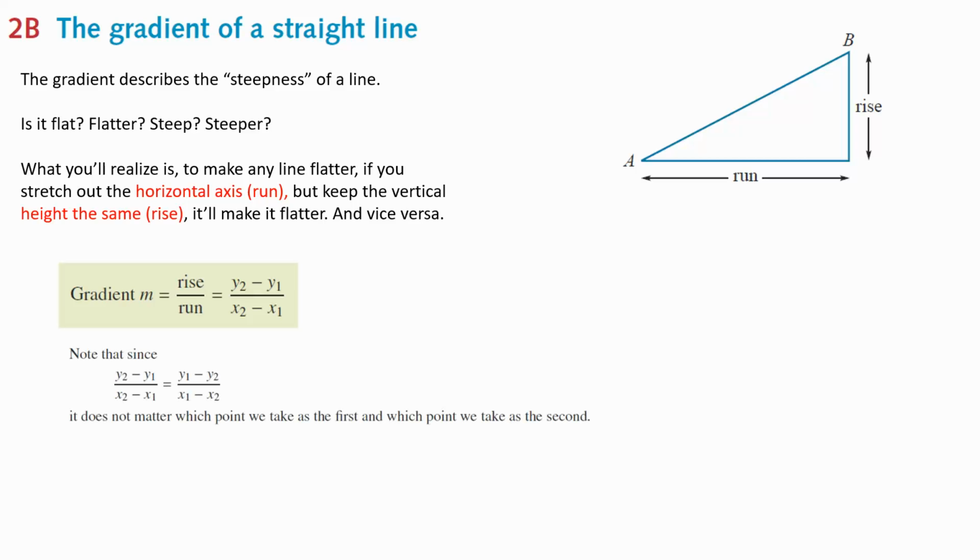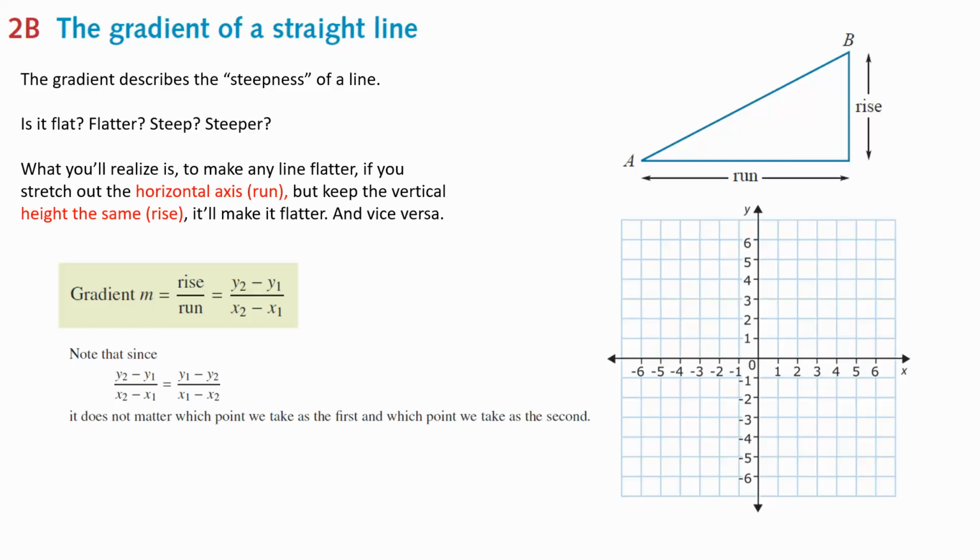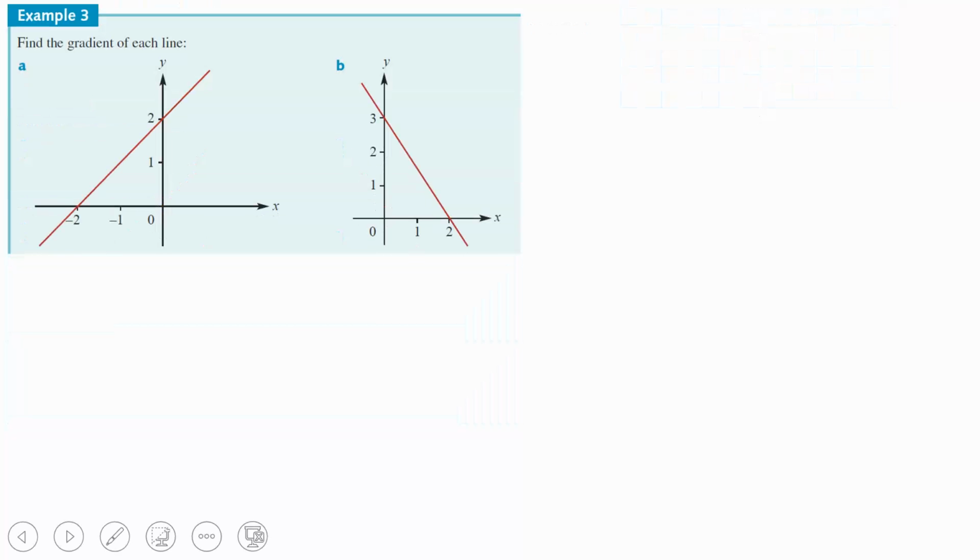So, let's have a look. It does not matter which point. Okay, cool. We all know that one. Here we go. I'm going to do probably 4 or 5 different examples here. It says, find the gradient of each line. Gradient means the steepness. The steepness of each line depends on how much you rise and how much you run. But remember, you're choosing it between 2 points. Now you can use any 2 points on that line.